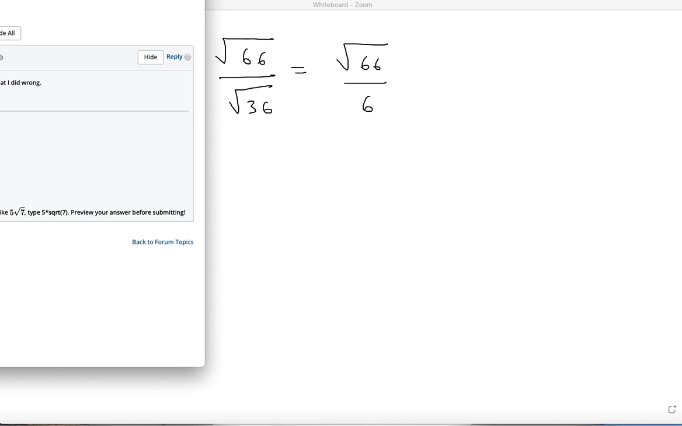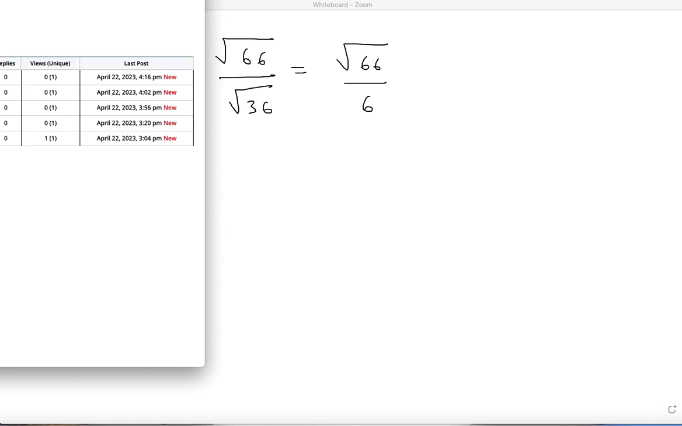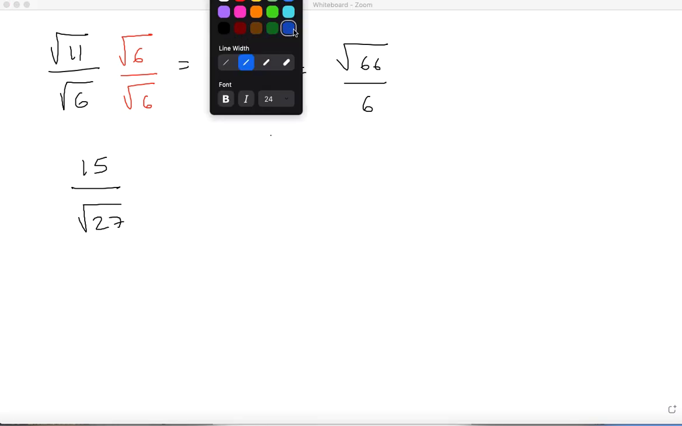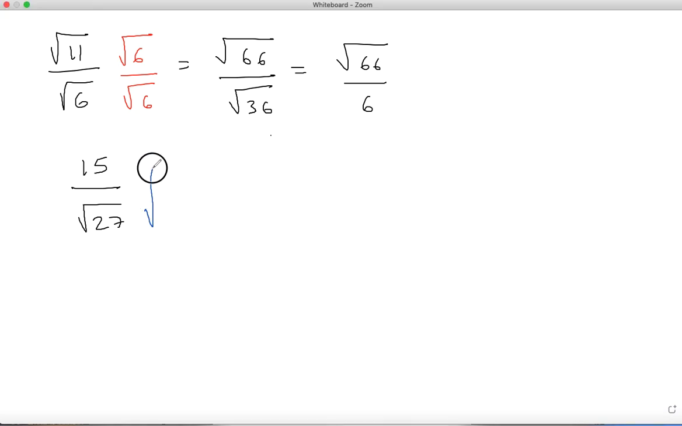So let me pop over to the next one. Okay, so then this one is 15 over square root of 27. There's a couple of things I could do here. I could just do the 27, honestly. That would work too. Let me show that just as one possible way.